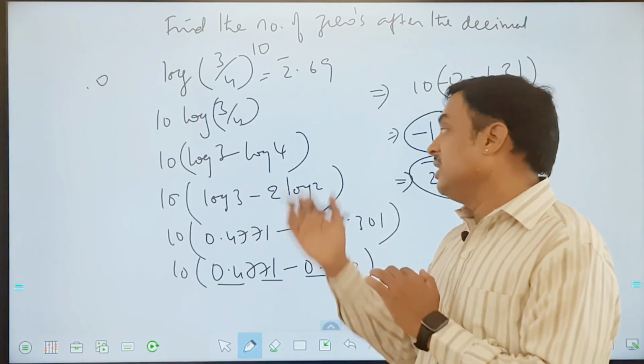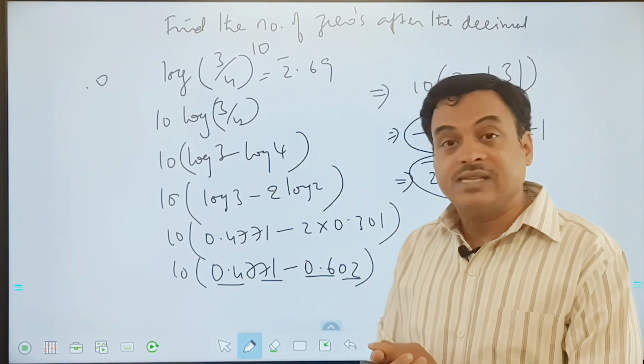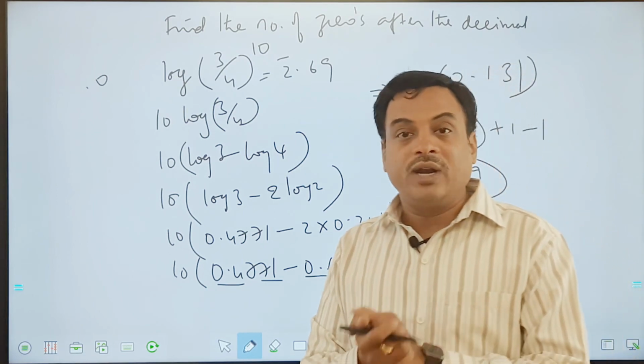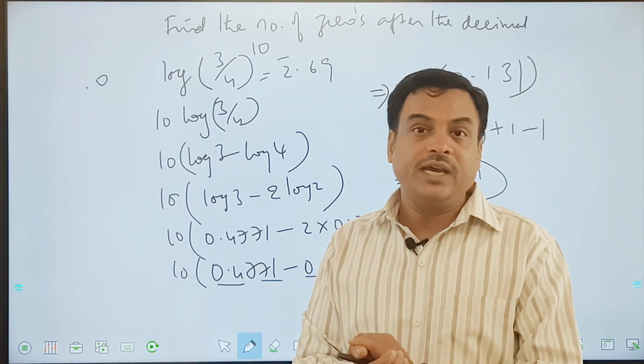Okay, all of you? So this is what you have in logarithms as an application of logarithms. Please do practice on this and find more and more questions of a similar type. Okay, thank you all.